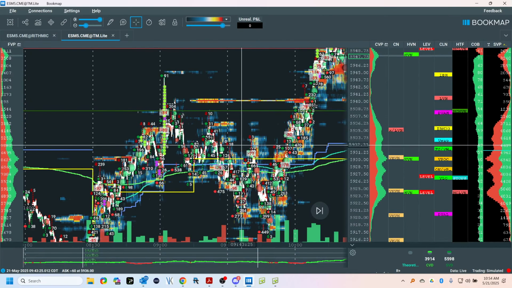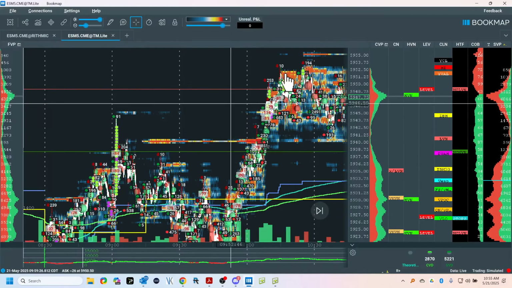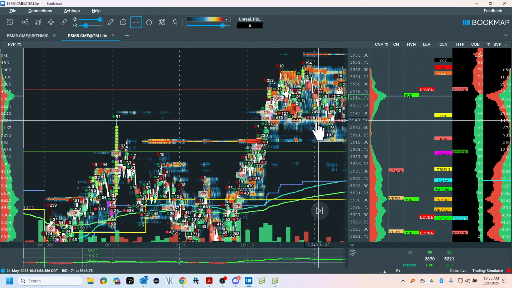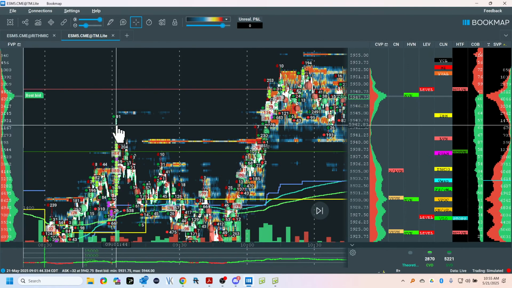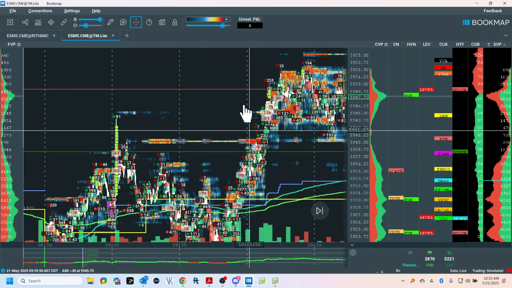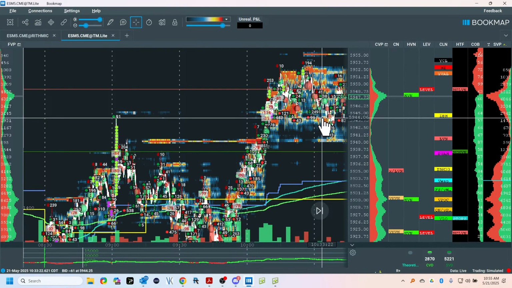And now I have to get long. And I do not have a long until here. And this is called the IB continuation trade. So what happened was, once we got above this and this, then it was look for the retracement and then look for longs. This is a structured trade.